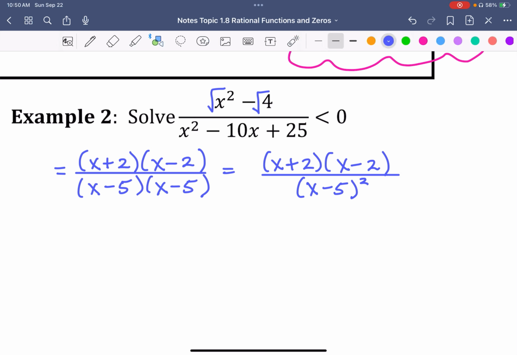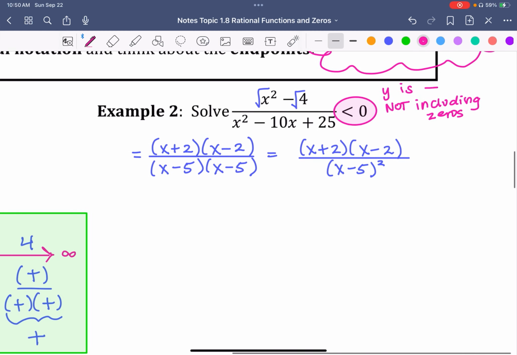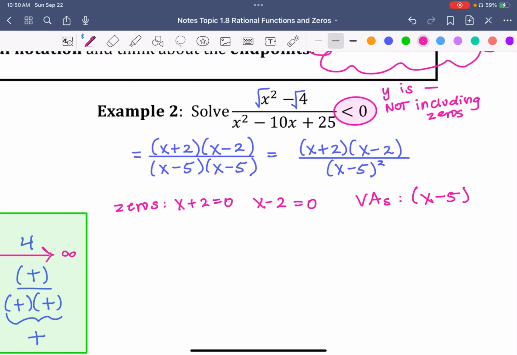Okay, now the question was asking us, when is this function less than 0? So we're looking for where y is negative, but we are not including the zeros because it did not say less than or equal to. Okay, so now let's solve for the zeros by setting the numerator factors equal to 0. So we have x plus 2 equals 0, x minus 2 equals 0. And then for the vertical asymptotes, we have x minus 5 squared equals 0.